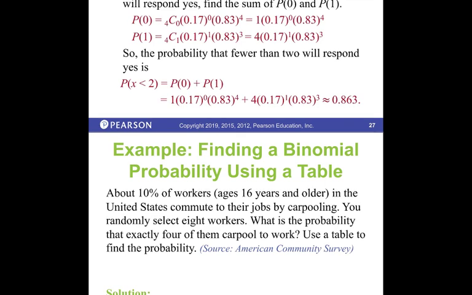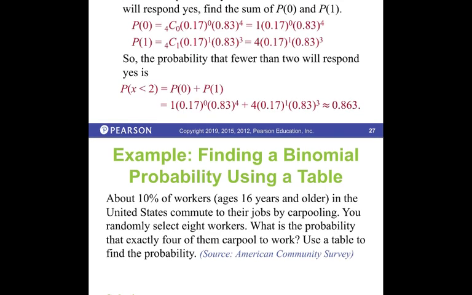So in this example, it says about 10% of workers aged 16 years and older in the U.S. commute to their jobs by carpooling. We randomly select 8 workers. What's the probability exactly 4 of them carpool? Use a table to find the probability. That table's in the back. I'm going to leave this one as an exercise.